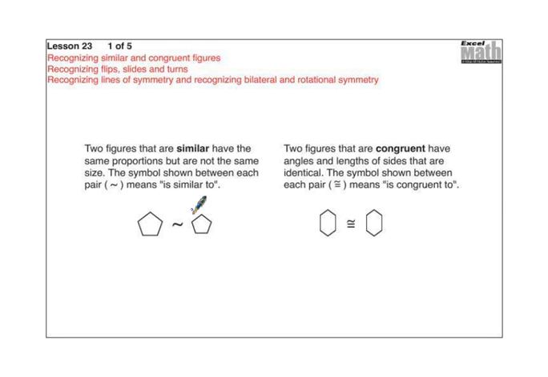Sixth grade Excel, lesson 23: recognizing similar and congruent figures, recognizing flips, slides, and turns, recognizing lines of symmetry, and bilateral and rotational symmetry. Okay, a lot of this should be review for you. Probably the bilateral and rotational symmetry is going to be brand new. So just pay attention and make sure you understand how to do these review items, and then that you catch on to the new stuff as well.